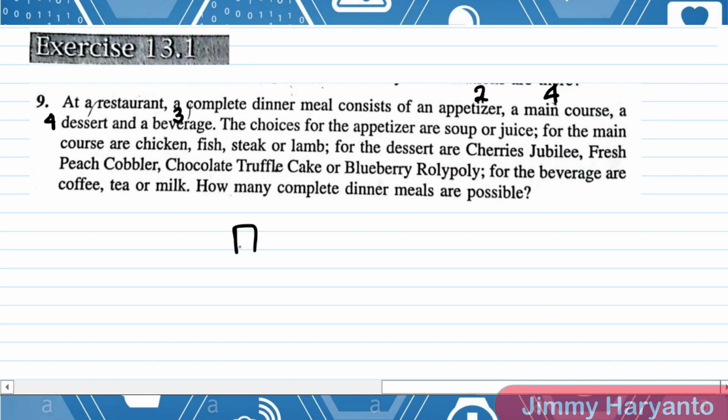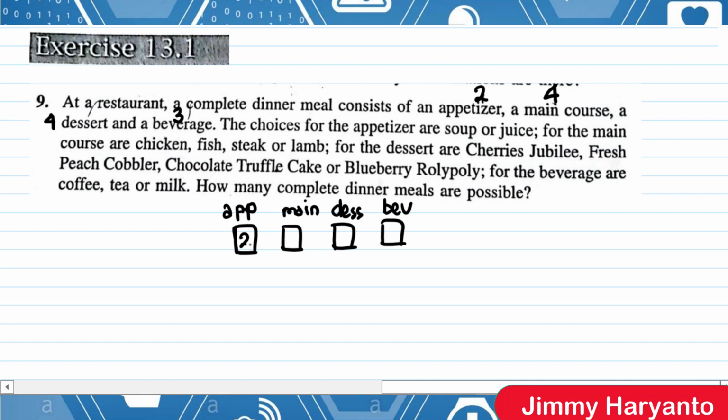Okay, so we have 1, 2, 3, 4 boxes: for appetizer, main course, dessert, and beverage. So that one is 2, 4, 4, 3. Times it all. 8 times 12, 96 ways. That is for number 9.